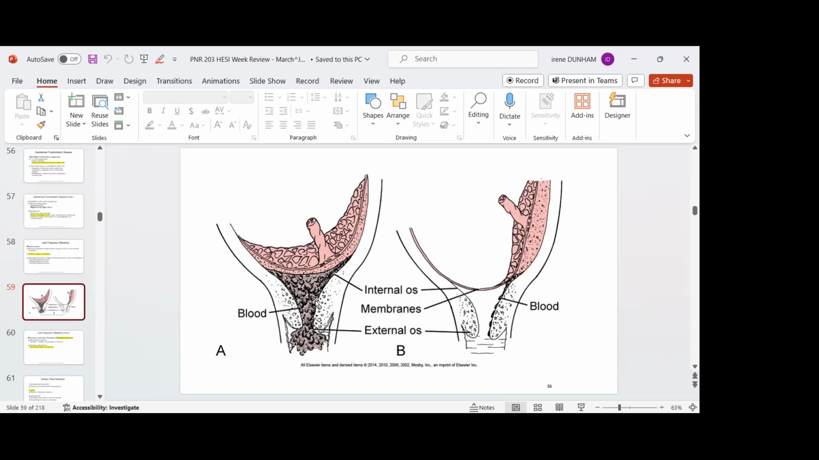So when you're giving care to this patient, you don't put anything like your fingers up inside here because you can make her bleed. They can hemorrhage from this.